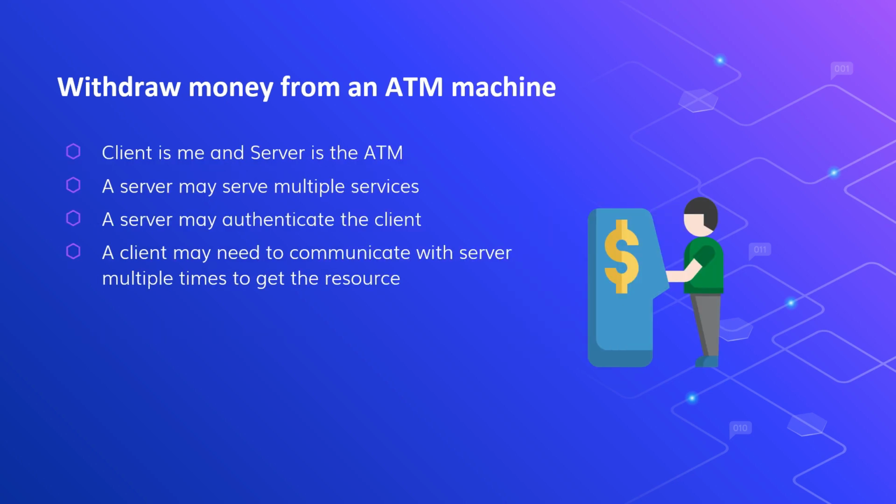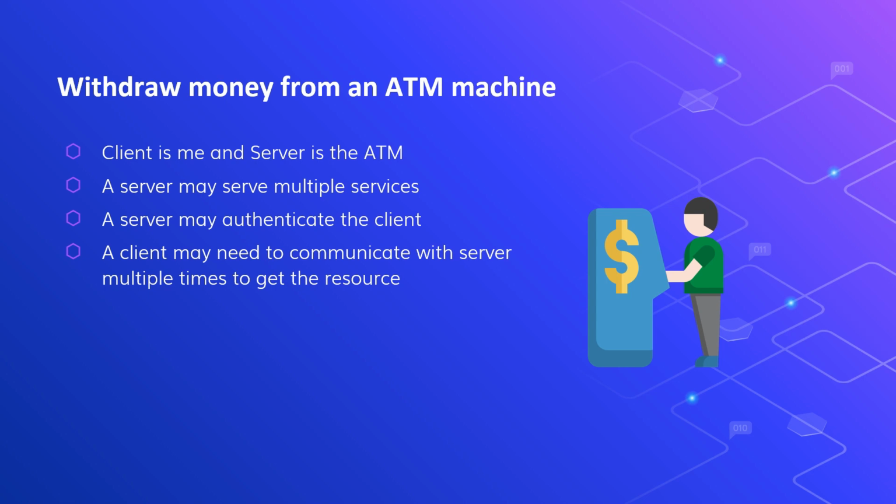So in this case of the cash withdrawal, apparently I needed cash. I am the client in this case. The ATM is my server. A server may serve multiple services and it needs to authenticate me. You cannot give $100 to random people. You have to know, okay, I have a bank account here so that I can withdraw the cash. And as a client, I may need to input multiple times to eventually get the resource I need.